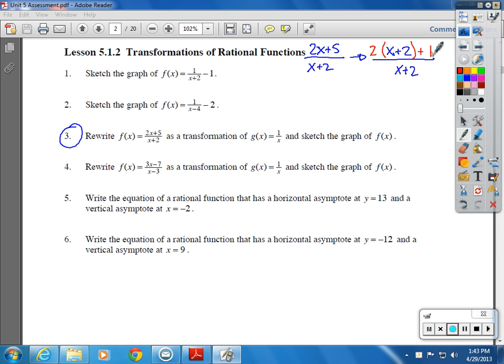All right. Once I figure that out, now I divide both of these by x plus 2. So I end up with 2x plus 2 over x plus 2 plus 1 over x plus 2. Advantage is that the x plus 2's cancel each other out, and we're left with just 1 over x plus 2 plus 2.